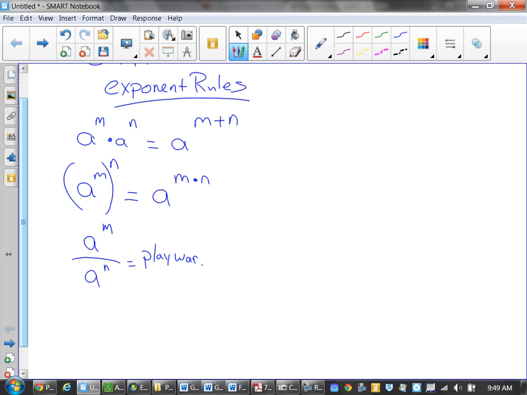Now, if something is negative, what happens? 1 over. Good. It's not happy in the side that it's in, so it becomes 1 over that. Now, if it's unhappy in the denominator, where does it become happy? In the top. Good. All right.